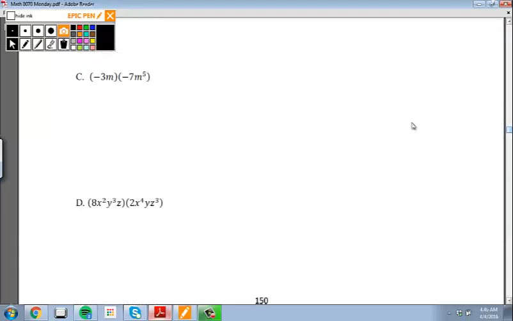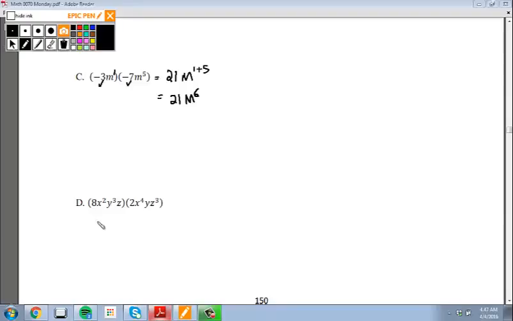Alright, we did B, so let's move on to C. So we have negative 3m times negative 7m to the 5th. So negative 3 times negative 7 is a positive 21. Then this, remember, is just m to the 1st. So this is going to end up being m to the 1 plus 5, or m to the 6. So our final answer is 21m to the 6.